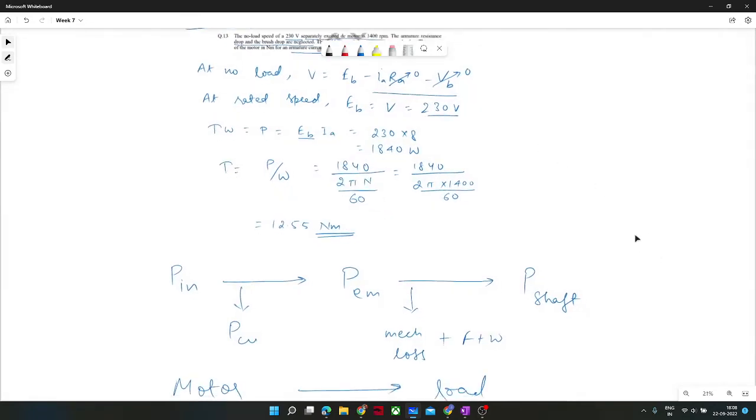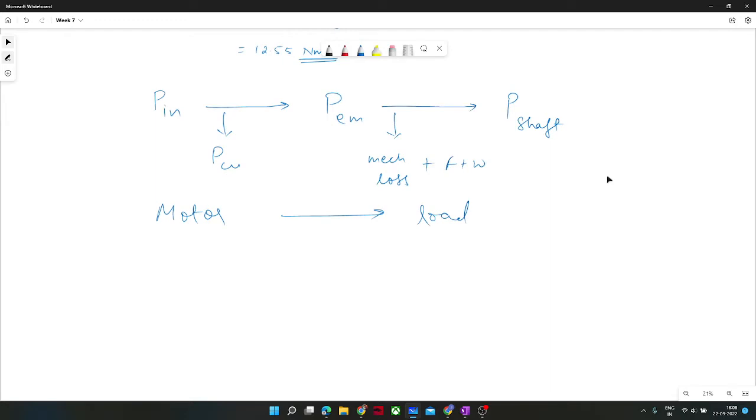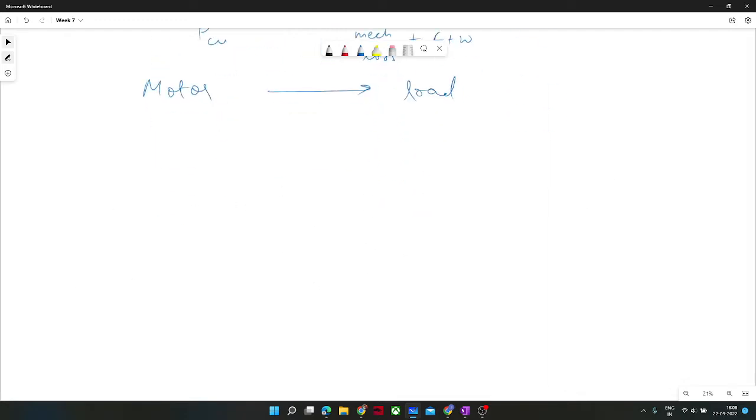So I guess there are no more problems from this side. So let me move ahead with the other problem. The other problem is related to torque speed characteristics of induction motor.